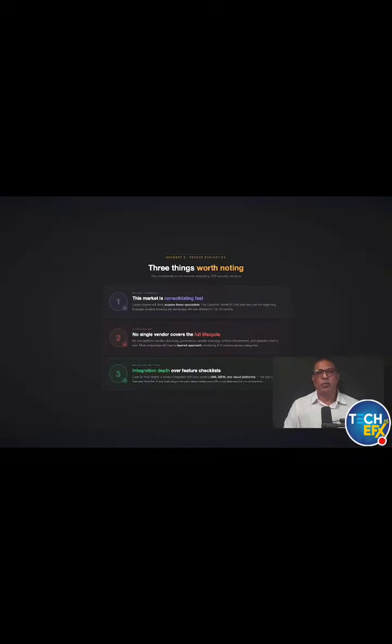Okay, a few things worth noting here. First, this market is consolidating fast, and large players will likely acquire these solutions. Second, no single vendor covers the full NHI lifecycle end to end.